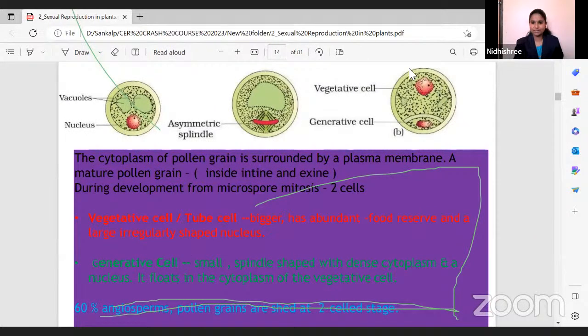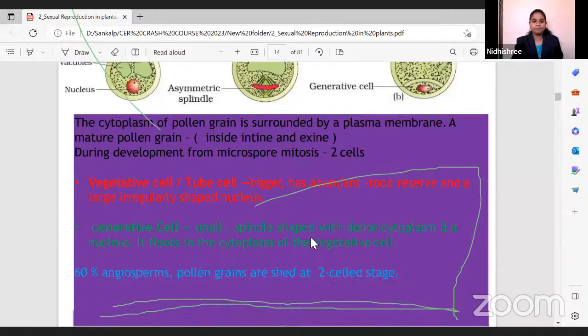ಅ ಟ್ಯೂಬ್ ಸೆಲ್, ದಿಸ್ ಒನ್, ಅಂಡ್ ದ ಜನರೇಟಿವ್ ಸೆಲ್, ವೆಜಿಟೇಟಿವ್ ಸೆಲ್ ಅಂಡ್ ದ ಜನರೇಟಿವ್ ಸೆಲ್. ಸೊ ವೆಜಿಟೇಟಿವ್ ಸೆಲ್ ಏನ್ ಮಾಡುತ್ತೆ? ವೆಜಿಟೇಟಿವ್ ಸೆಲ್ ವಿಲ್ ಬಿ ಬಿಗ್, ಅಬಂಡೆಂಟ್ ಫುಡ್ ರಿಸರ್ವ್ ಮಟೀರಿಯಲ್ ಇರುತ್ತೆ, ವೇರ್ pollen grain will use that food material for its nutrients. Generative cell will be very small. ಅದೇನಾಗುತ್ತೆ? ಸೈಟೋಪ್ಲಾಸಮ್ ಅಲ್ಲಿ ಫ್ಲೋಟ್ ಆಗಿರುತ್ತೆ. Next.